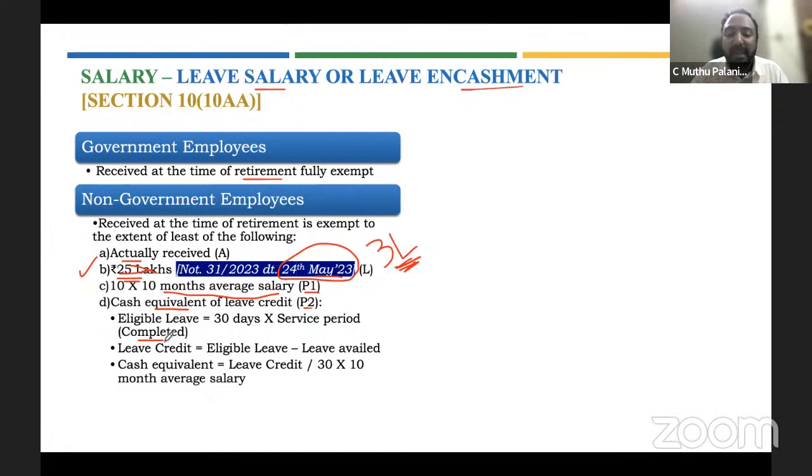But how many days am I actually taking? I've taken leave availed. So how many days have I actually taken? Eligible leave minus leave availed. Eligible leave minus leave availed. This will automatically become my leave credit.